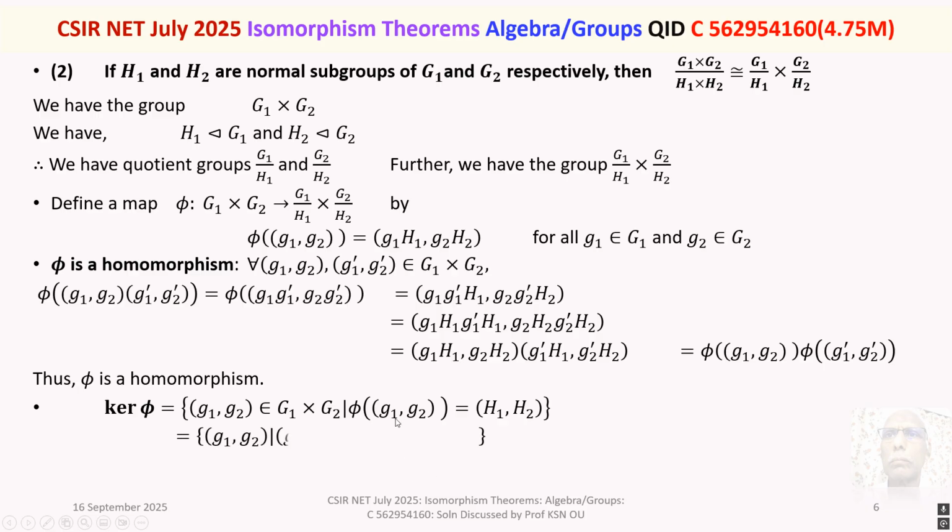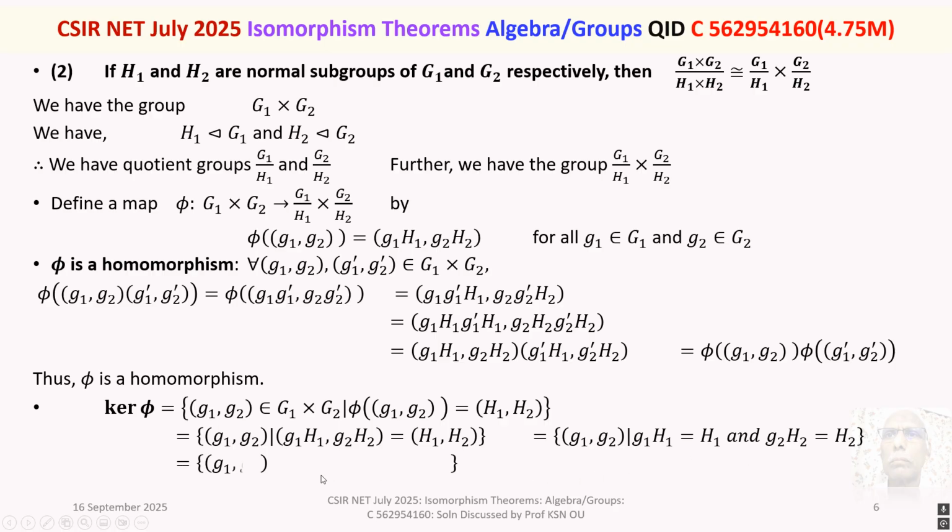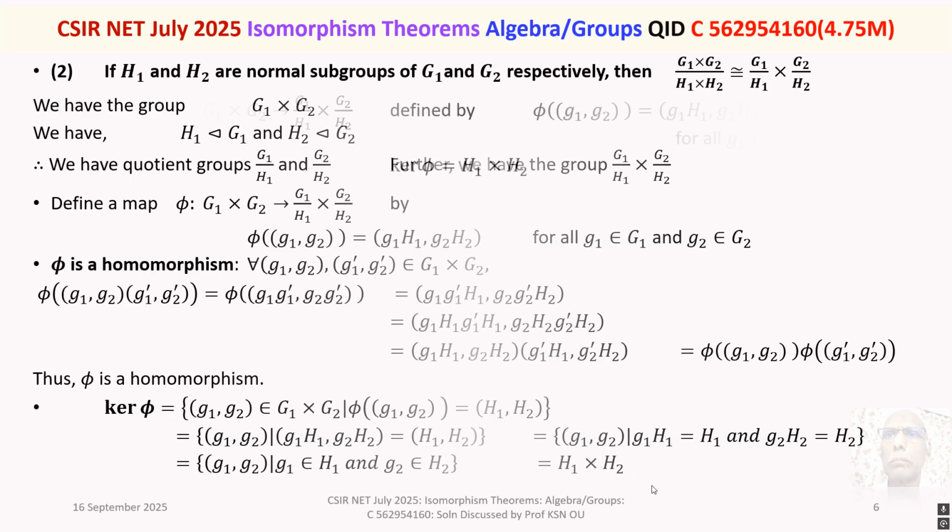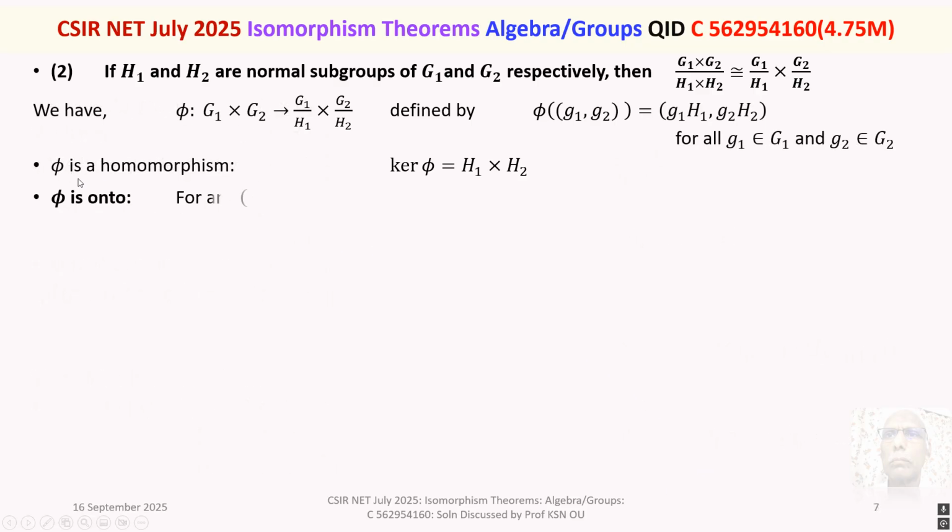Now apply phi: phi of (g1, g2) is (g1 H1, g2 H2), which is equal to (H1, H2). This implies g1 H1 is equal to H1 and g2 H2 is equal to H2. g1 H1 equal to H1 means g1 belongs to H1, and g2 belongs to H2. It is precisely H1 cross H2, because we have to gather all the ordered pairs (g1, g2) where g1 belongs to H1 and g2 belongs to H2. Therefore, Ker phi is H1 cross H2.